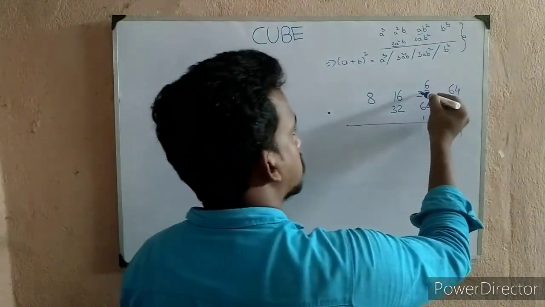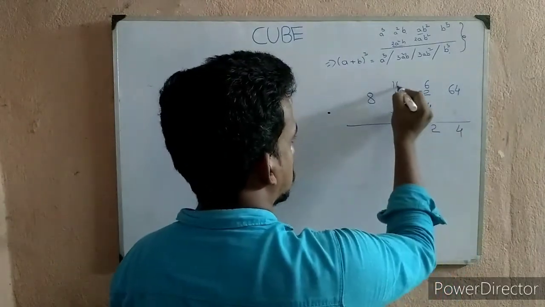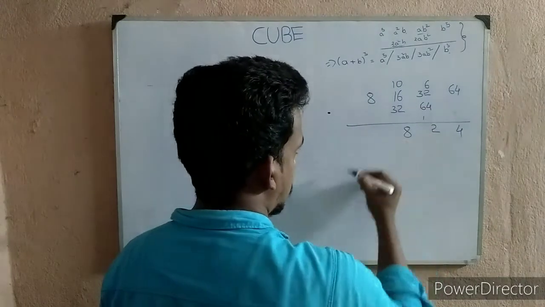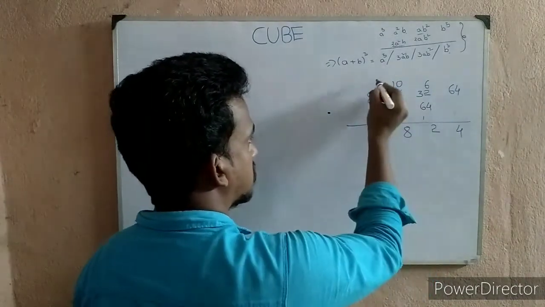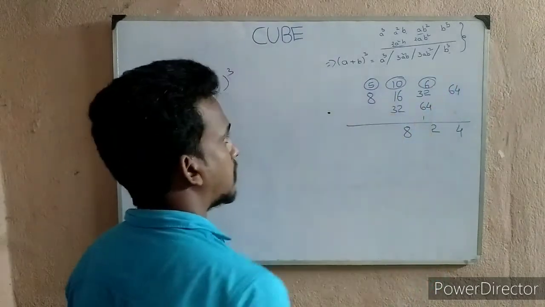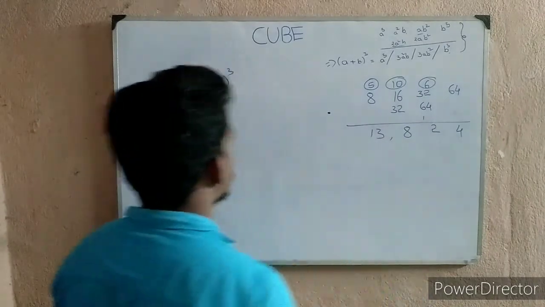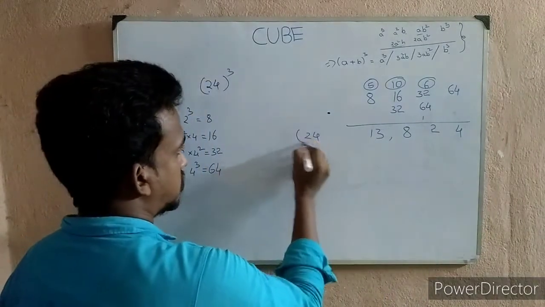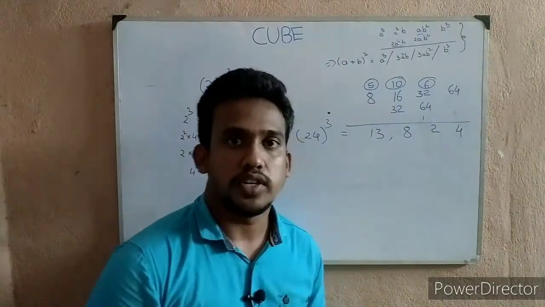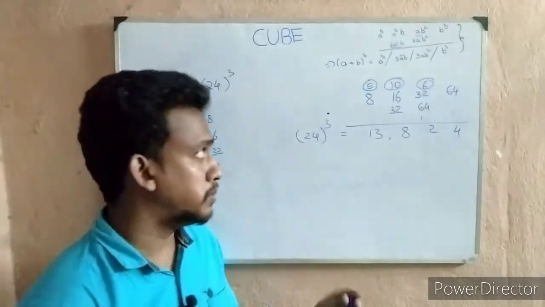12. And 3 plus 6, 9. 9 plus 1, 10. We transfer this 10 here. 0 plus 6 plus 2, which is 8. 1 plus 1 plus 5, it results in 5. So we have to add this 5 plus 8. 5 plus 8 becomes 13. So the cube of 24, that is 24 cube, is 13,824.